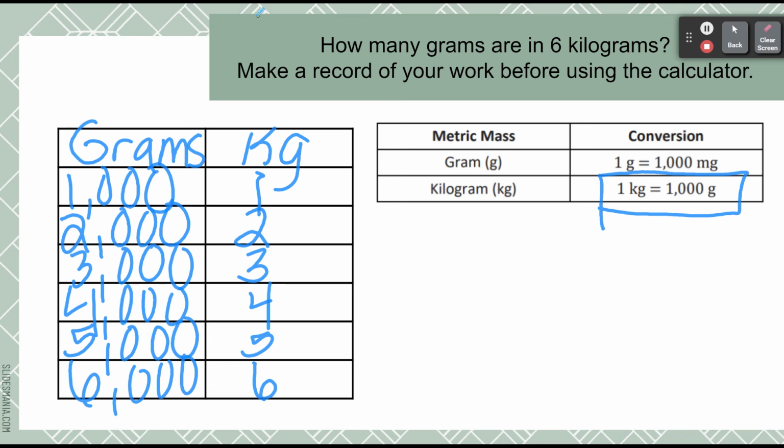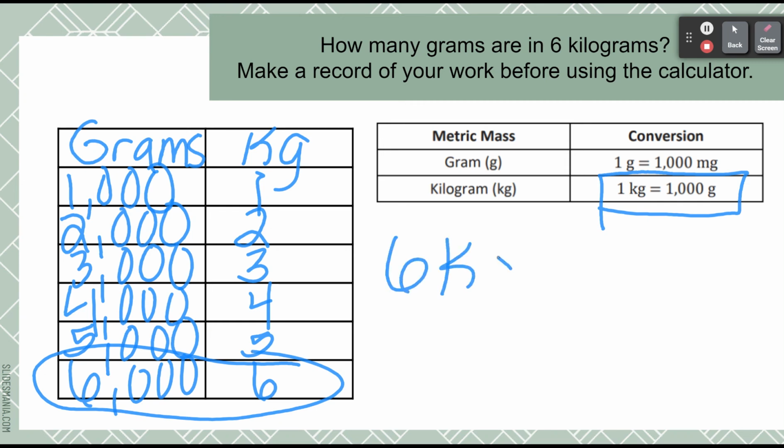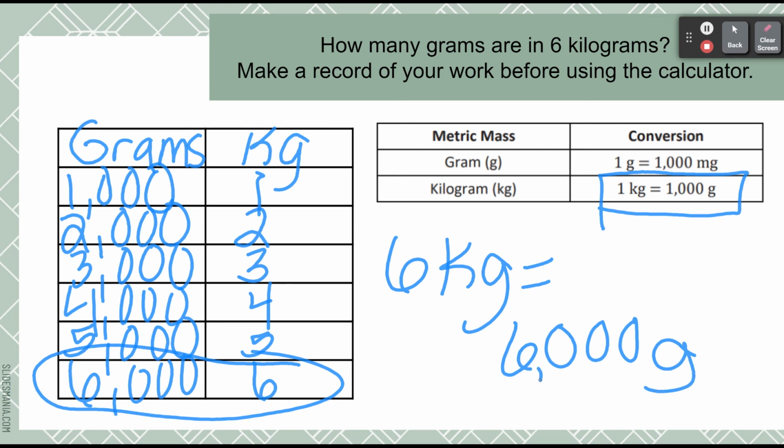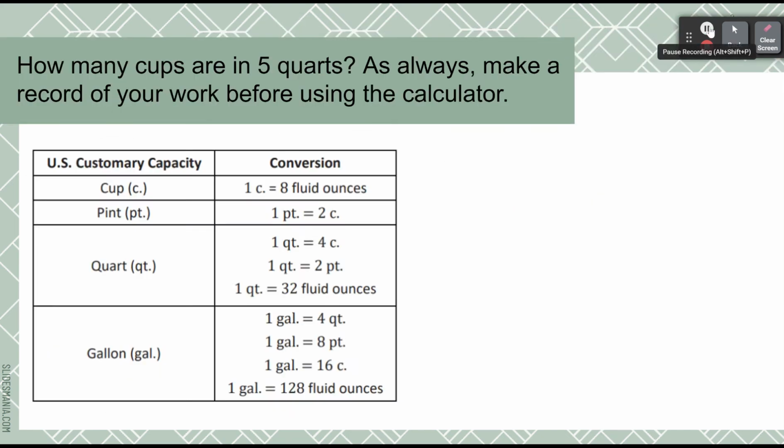So now we can go ahead and answer this question. How many grams are in 6 kilograms? Well, I know right here is the information that I'm looking at. So I can say 6 kilograms equals 6,000 grams. Please make sure you copy this down in your notes. If you need to pause the video, please do so.